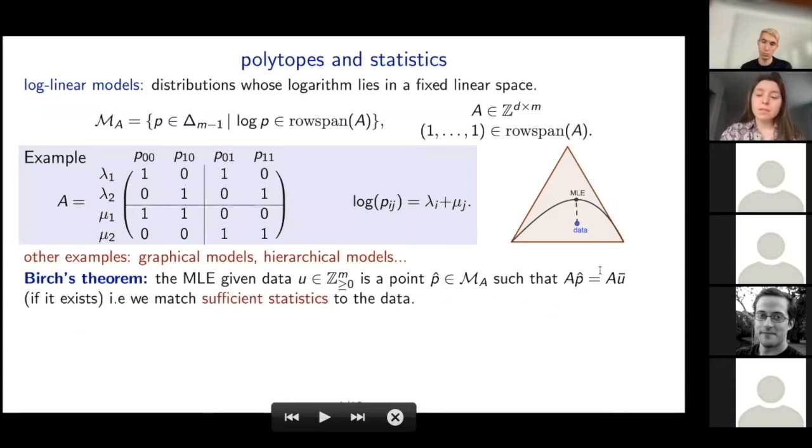The statistical way to interpret this linear condition is that the MLE matches sufficient statistics to the data. We have our data vector U, we apply the matrix A to it, and this is the vector of sufficient statistics. Whatever our MLE is, we want it to match these sufficient statistics. In the previous example, the sufficient statistics were the row sums and the column sums. But for a more general model, there'll be something else.